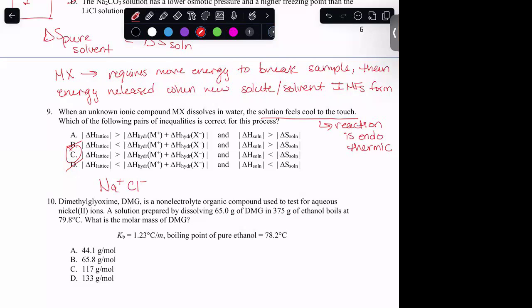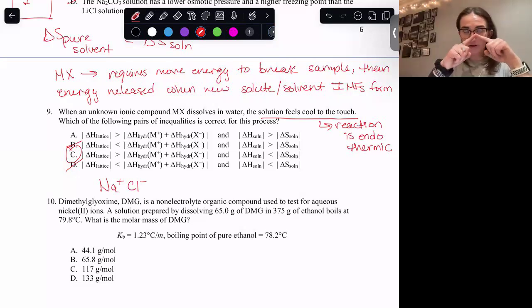They attract, right? So they have a very strong bond between them. They are tight. So in order to break that, think about trying to play tug of war and you're trying to separate the middle apart, right? You have to put a lot of energy in order to break those two ends apart.